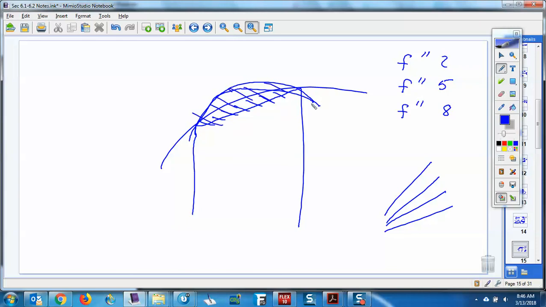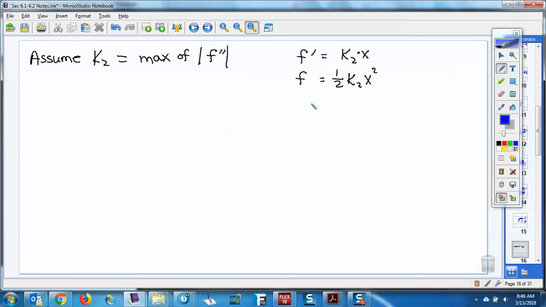So we're going to do exactly the same thing. We're going to call it K2. And K2 is going to be the max of the second derivative. That's going to tell us the curviness of the graph, and that's going to determine how much error there is on a trapezoid or a midpoint. Because remember, a midpoint is a trapezoid too when you pivot it. Okay, so here's what we're going to do. Again, you don't have to write this down.